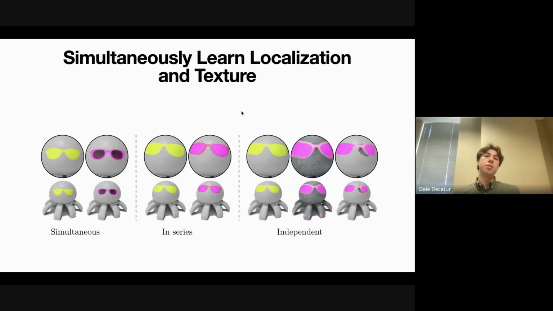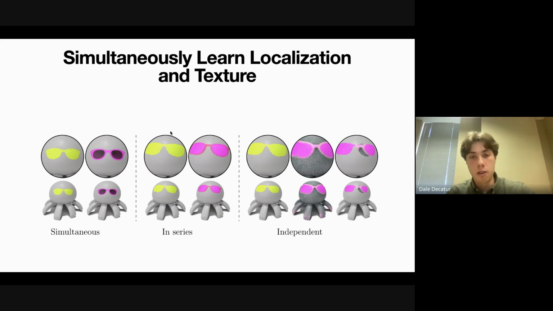Another important thing that we do is we simultaneously learn localization and texture. So that's the result on the left right here. Here we show that if we simultaneously learn our localization in yellow and our texture of these pink sunglasses, we get results that match up very nicely. And the localization is sharp, the texture is highly detailed, it looks great.